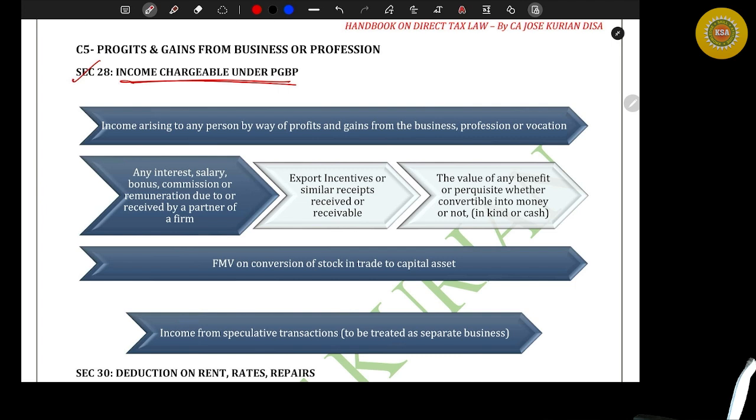Are you with me? Second one, what do you mean by professional income? Out of my skill, experience, expertise, knowledge, etc., if I'm able to generate some income, that income is said to be what? Professional income. It is not necessary that I should have a degree certificate from a recognized university. Say I am an artist, an actor. Whether I have studied in some film institute or not, if I'm able to generate income out of my acting, then definitely that income will be professional income.